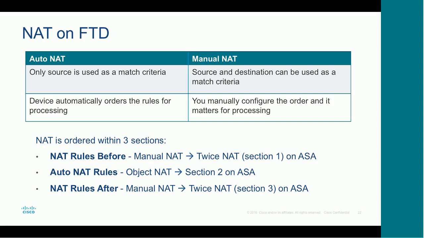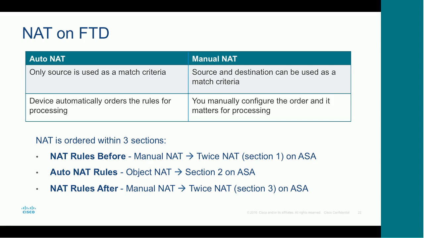In AutoNAT, you can use only source as a match criteria. This mode is used for dynamic and static NAT, and the device automatically orders the rules for processing. In manual NAT, both source and destination can be used as match criteria, and you can manually configure the order, and it matters for processing.